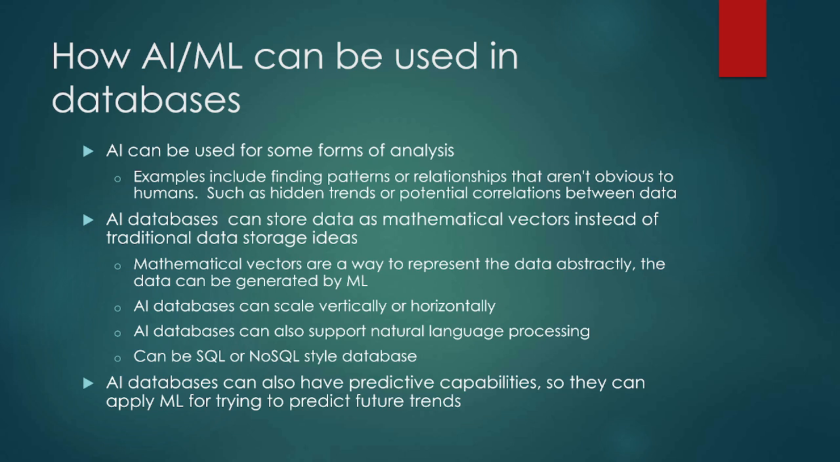AI and ML can, however, be used in databases. So now that we have some common vocabulary to talk about, AI can be used for analysis and finding patterns and relationships that are not obvious to humans. There can be hidden trends or potential correlations in data that a human might not necessarily see.